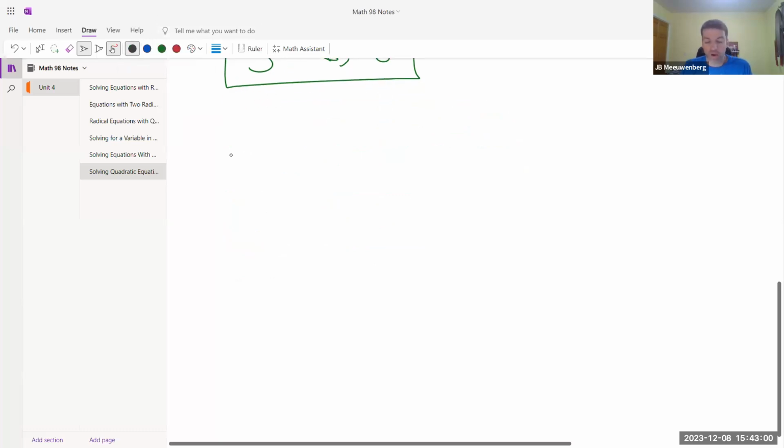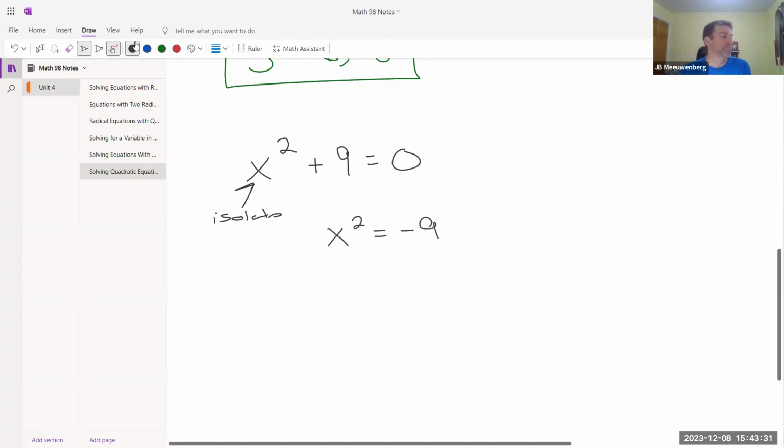Okay. What if we have an equation that looks like this? x squared plus 9 is equal to 0. So in this case, if we're going to use a radical to try to solve it, we want to get the x squared by itself. We actually want to isolate this. So this is not a case where we set it equal to 0. We want to isolate this. So we would subtract 9 from both sides, leaving us with x squared equals -9.